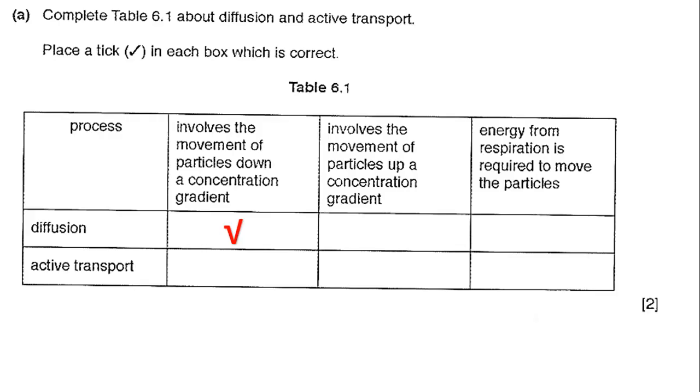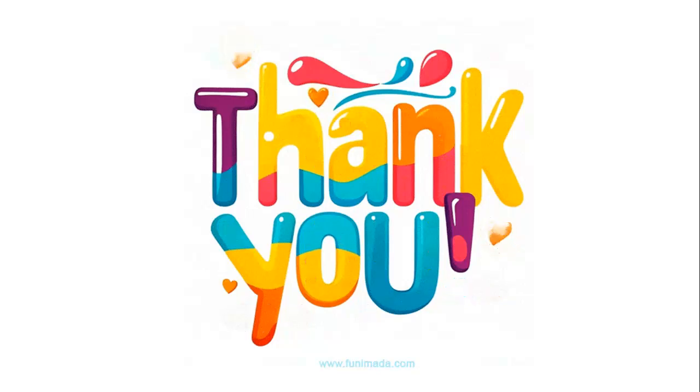Okay? So, involves the movement of particles down the concentration gradient. Active transport, is it down or up? It's up. So, this one will be the correct one. Involves the movement of particles up the concentration gradient or from low to high concentration. Energy from respiration required to move the particles, of course, because the protein or the carrier protein will need energy to be able to transport those particles against the concentration gradient.